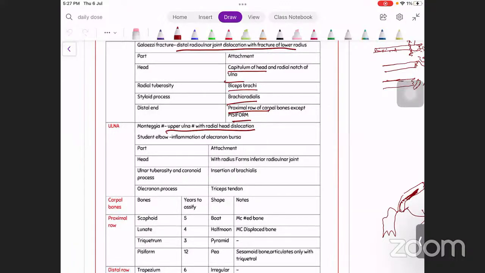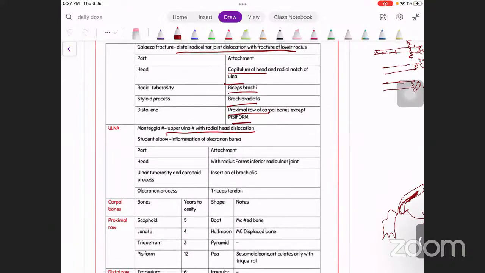Speaking about the student elbow, inflammation of your olecranon bursa is your student elbow. And apart from that, you have the ulna, which articulates at three areas with three structures. Head, radius forms the inferior radioulnar joint. Ulnar tuberosity forms insertion of brachialis. And olecranon process gives rise to the attachment of the triceps tendon. So student elbow and Monteggia fracture are the two important things you have to remember.